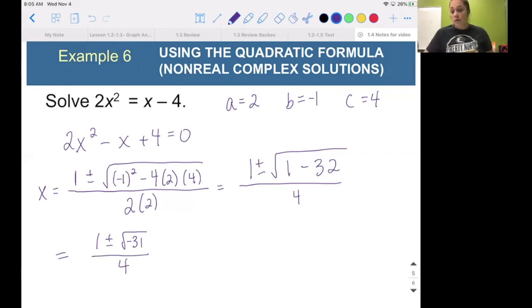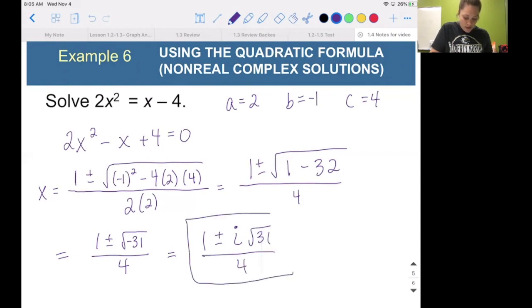Okay, square root of 31. There's no perfect squares that divide 31, so I can't simplify that any further. But I can bring that negative out front and make it an i. So I've got 1 plus minus i square root 31 all over 4 as my final answer.